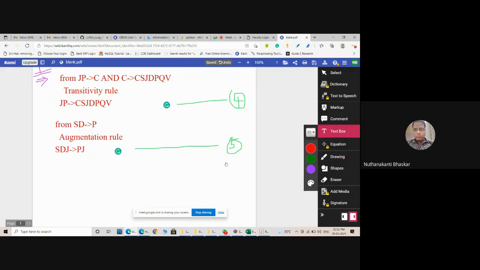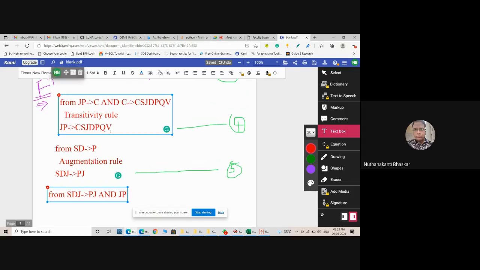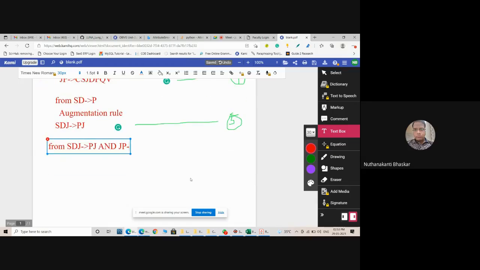Now, based on this, from SDJ determines PJ, and JP determines, where is the JP? Which one? Okay, this one, the fourth equation. JP determines CSJDPQ.